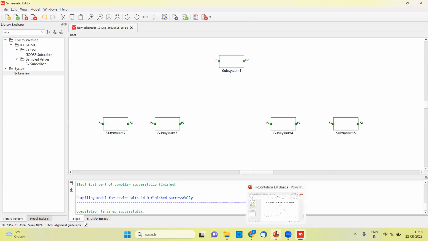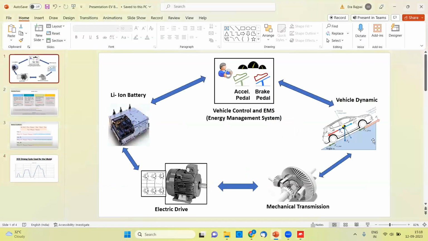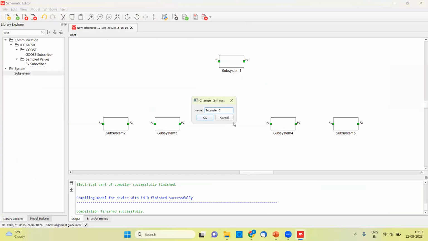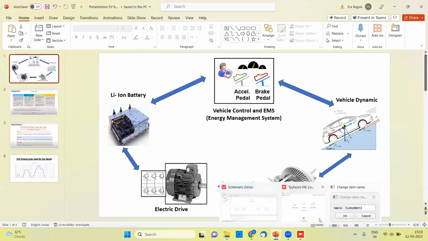So these 5 subsystems are indicated here. The topmost is vehicle control, and the rest of the 4 I've already mentioned. So I'm just going to change the names and keep them as mentioned over here. So this one I'm starting with is our lithium ion battery. So I'm just naming it lithium ion battery. The next subsystem is basically, I think, the drive unit, electric drive unit.